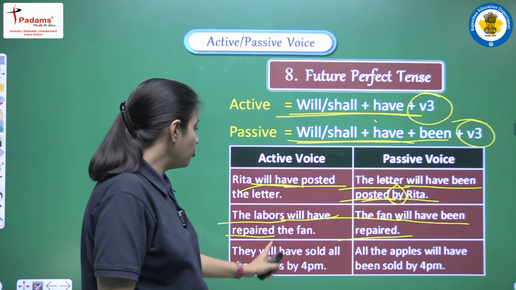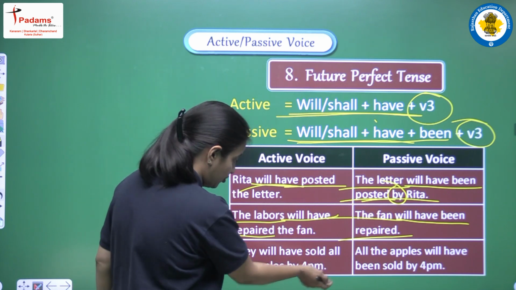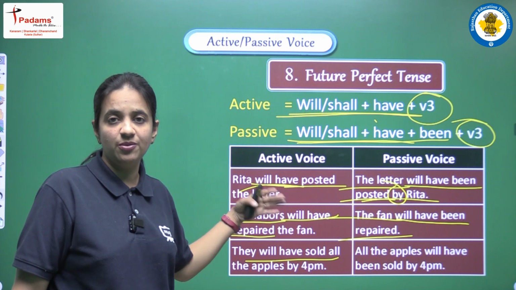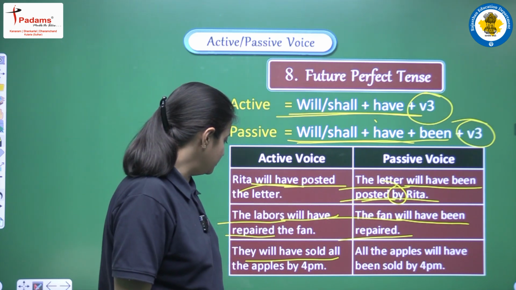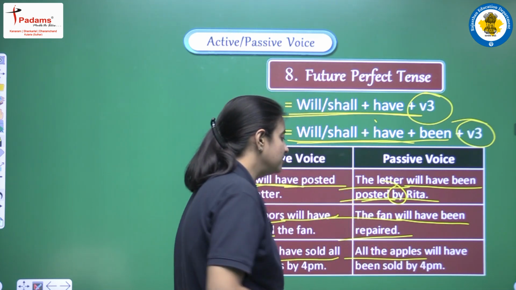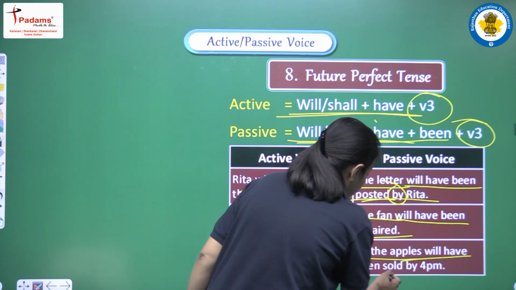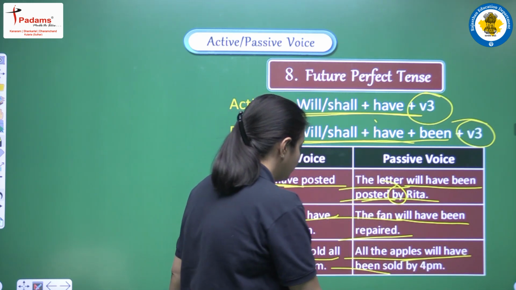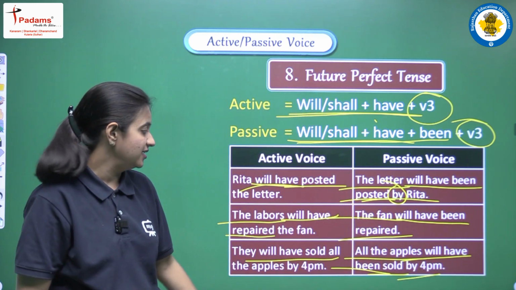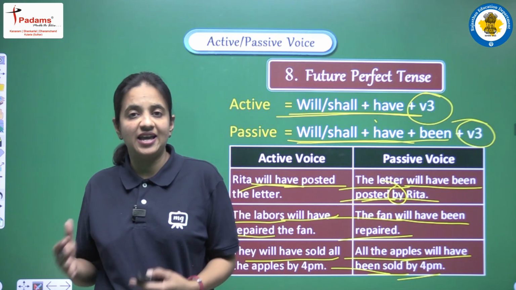Next one is, they will have sold all the apples by 4 p.m. So here we are having will have plus the main verb's third form. So this is future perfect tense here, and as an object we are having the apples, and in this sentence we are having the object in the beginning of the sentence, that is all the apples. Next will have been as a helping verb. Next we are having the third form of the main verb. So now our answer is, all the apples will have been sold by 4 p.m.